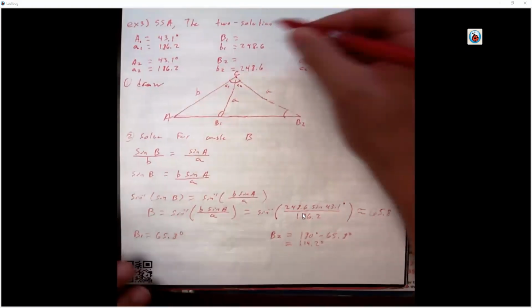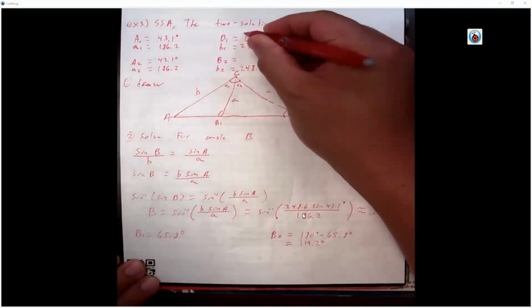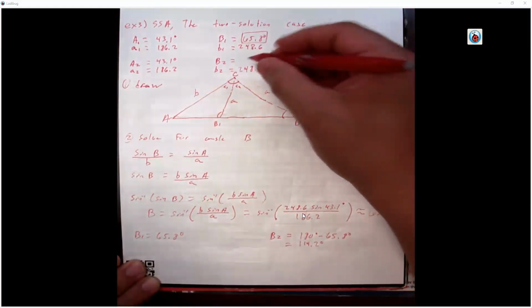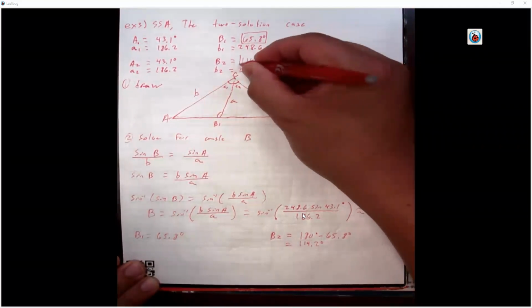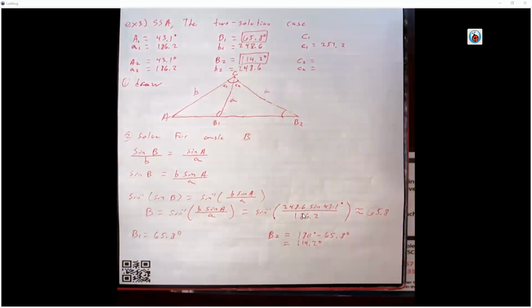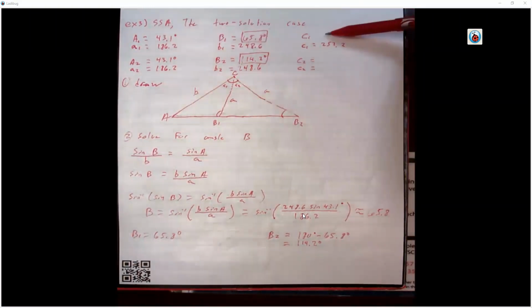We'll do that on the next page. But I'm going to go ahead and write it down up here. B1 is 65.8 degrees. B2 is 114.2 degrees. Which means we can find C, no problem, right? If you have two angles, you should be able to find the third one.